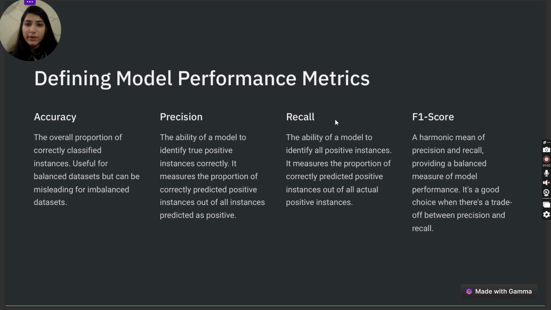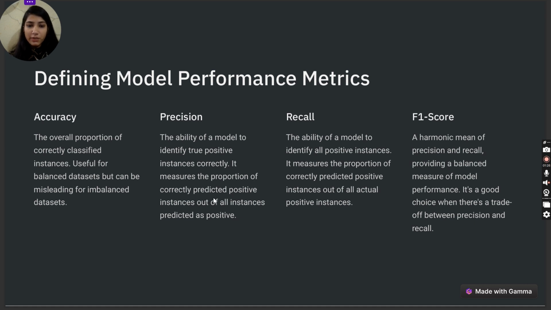Defining model performance metrics. There are four parameters: accuracy, precision, recall, and F1 score. So what is accuracy? The overall proportion of correctly classified instances, useful for balanced datasets but can be misleading for imbalanced datasets. And precision, the ability of a model to identify true positive instances correctly.